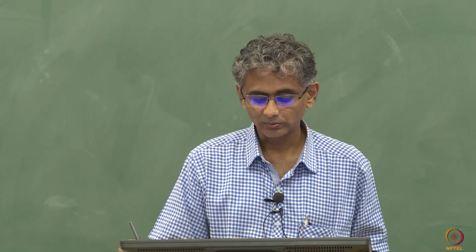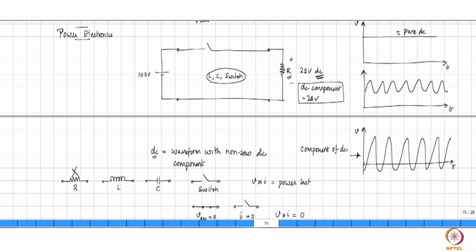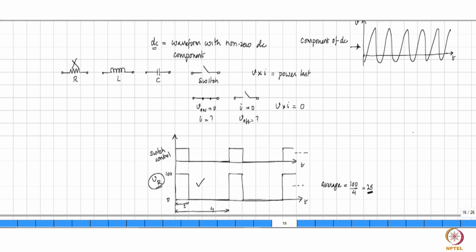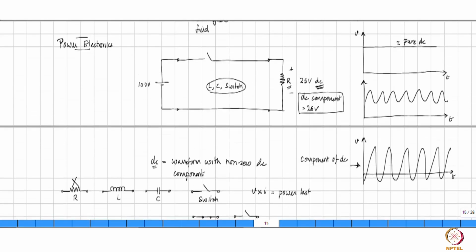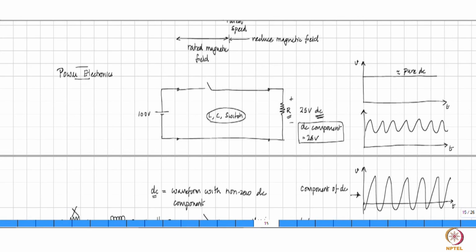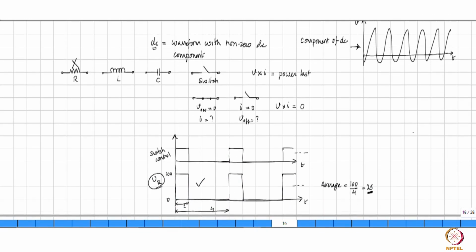In the last class, we were trying to look at how one can generate DC which is of a different value as compared to what was there in the source. And we saw that you can generate a DC which has a different value, that is from 100 volt. If you want a DC of 25 volt, one can generate that by using a switch and operating it in this manner.